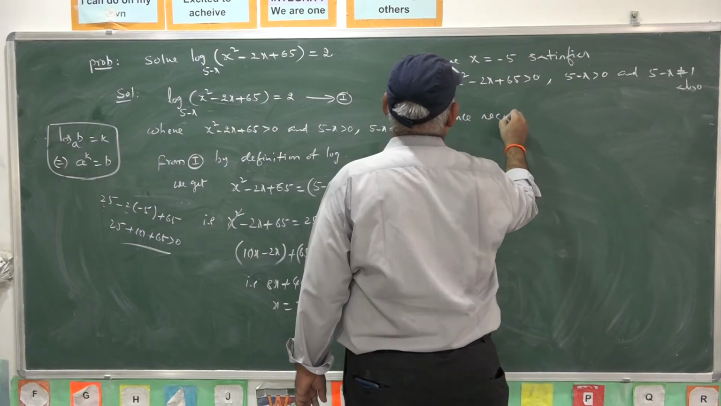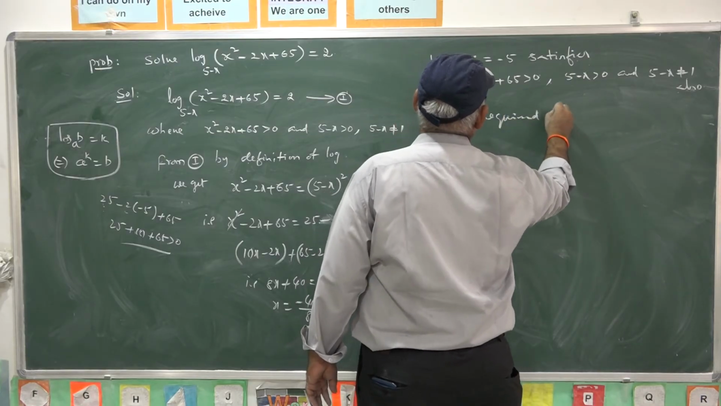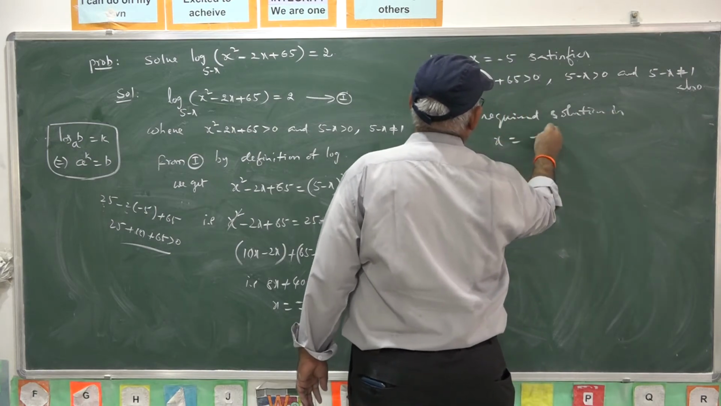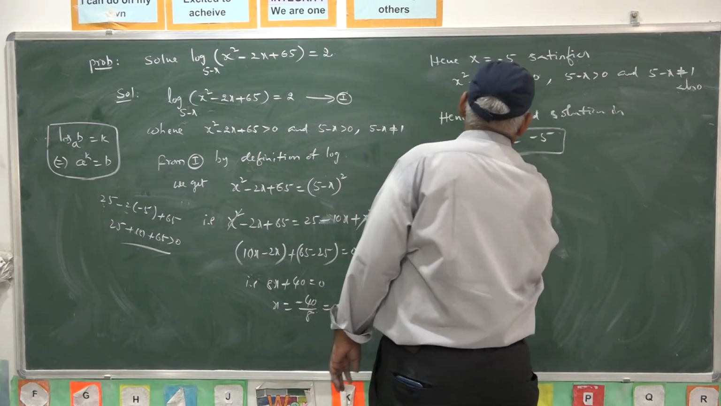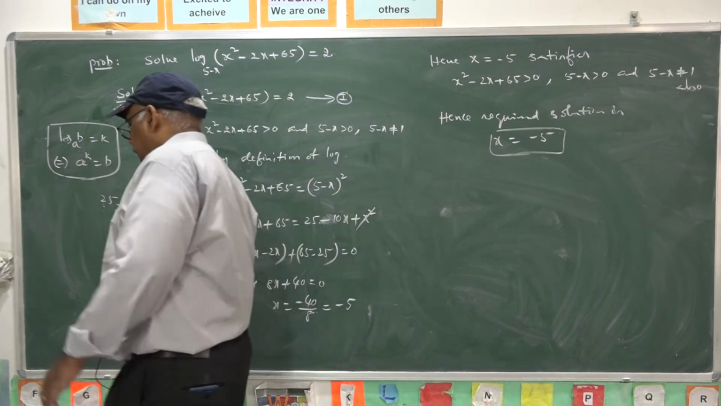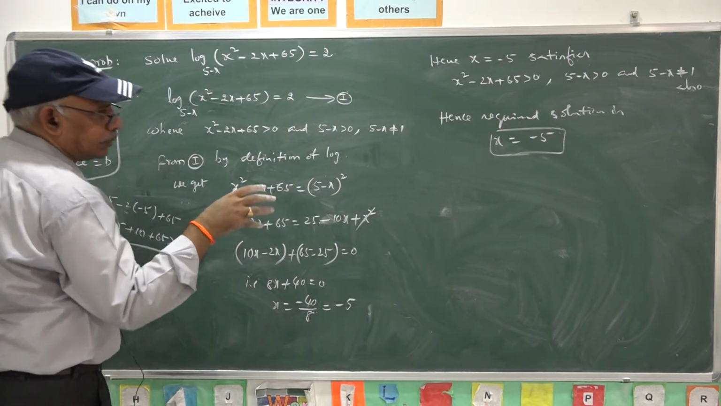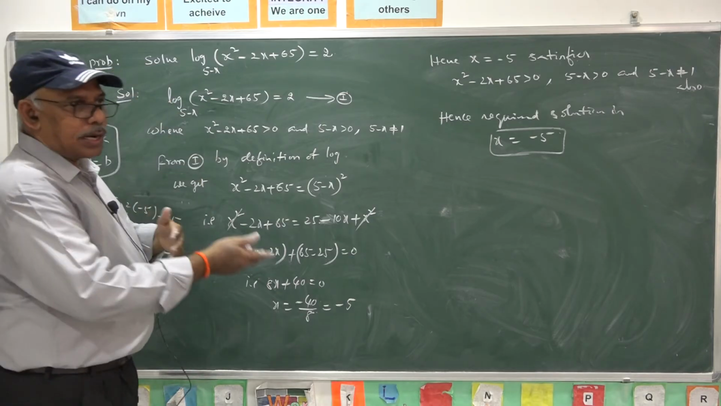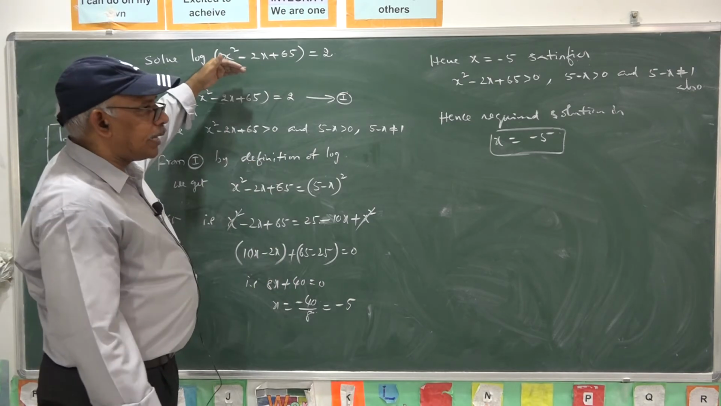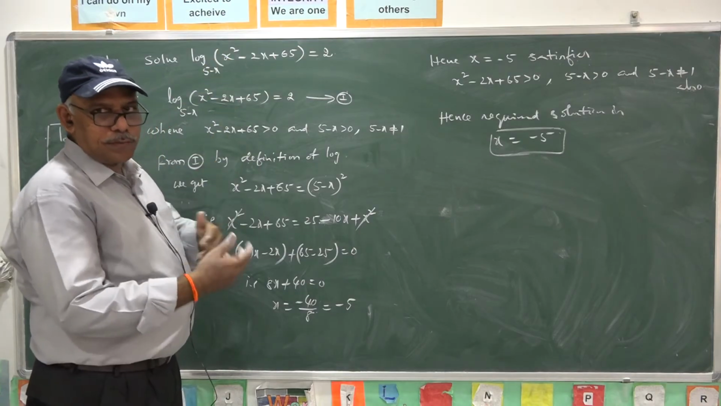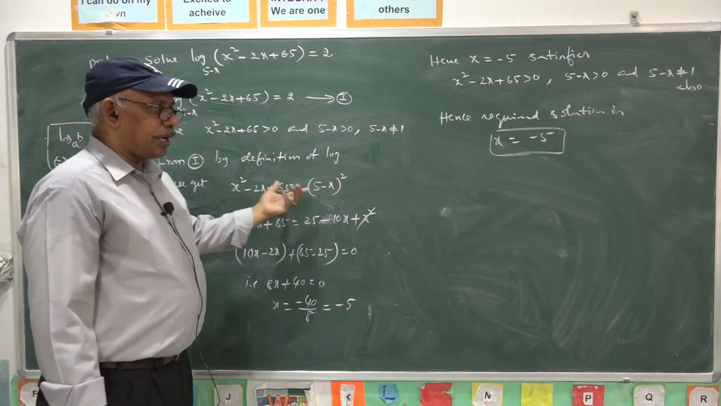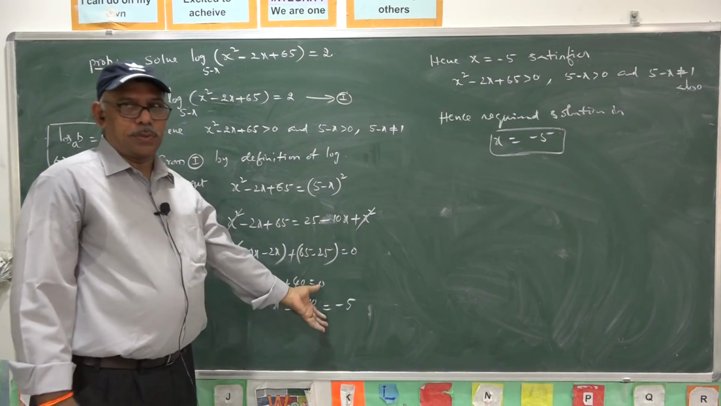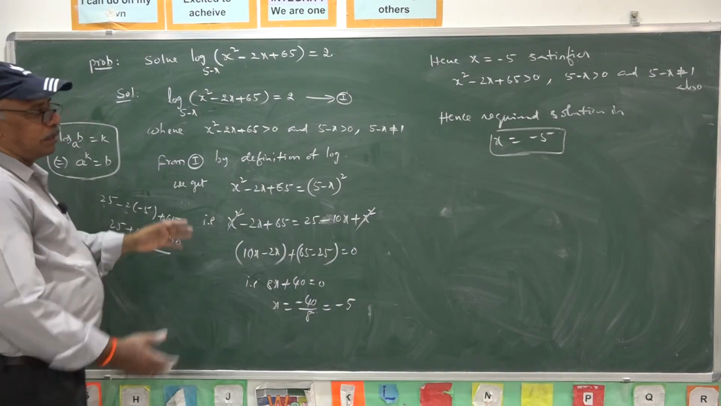the required solution is x equal to minus 5. This is the way of solving the given equations. Once the given equations contain logarithms, by suitable changes or suitable definitions of the logarithms, you can reduce that equation to a quadratic. Based on that quadratic, you can find the value of x.